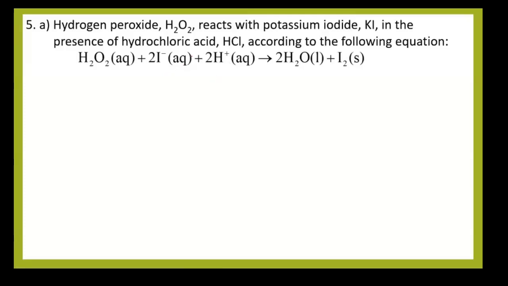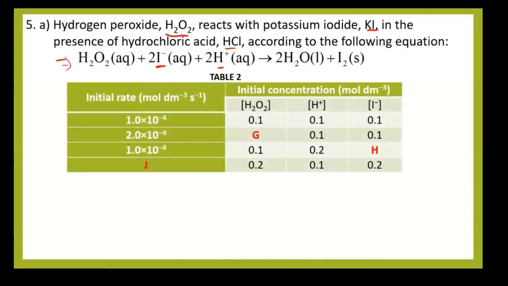In the question, they give you a statement: H2O2 reacts with KI and HCl using this equation. But in this equation, you can see that KI is only represented by I minus, and hydrochloric acid is represented by H plus, because this equation only shows the ionic equation. So you must know that the H plus here comes from HCl, and the I minus here comes from KI. Then they give you data in Table 2.